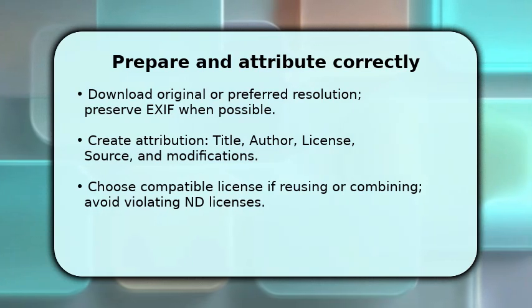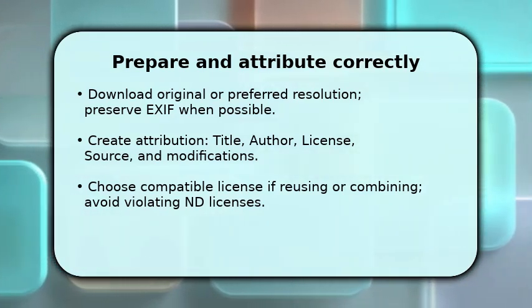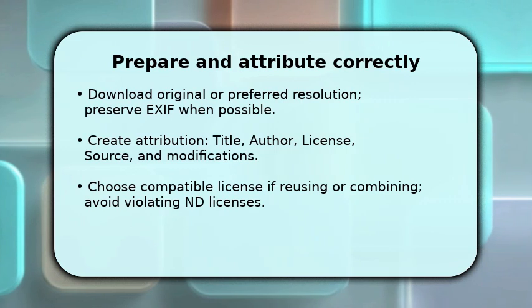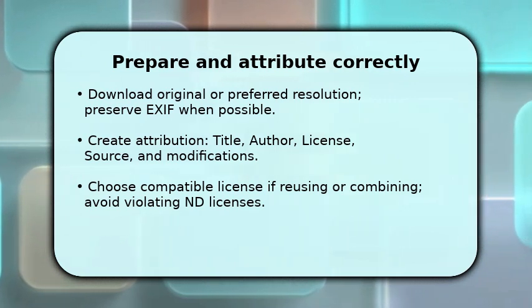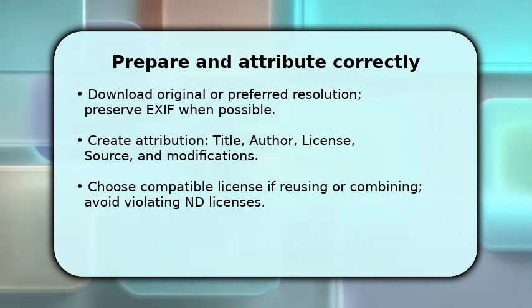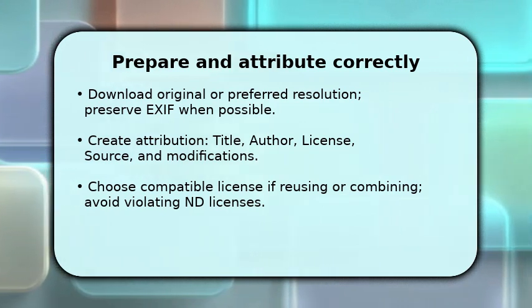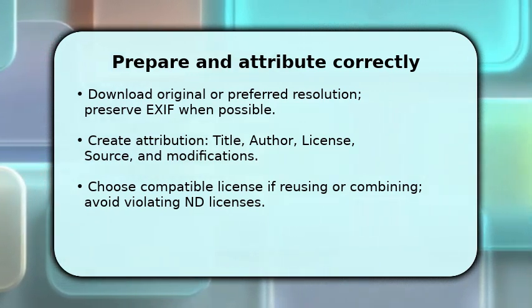Once downloaded, prepare the file and craft an attribution string that includes title, author, license, source, and any modifications you made. You should keep metadata like EXIF if relevant. This aids provenance. If you plan to modify or combine images, verify that the license allows derivatives and that your chosen output license is compatible.